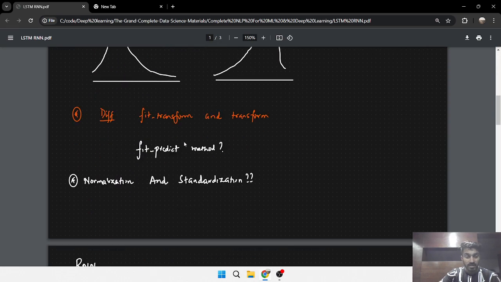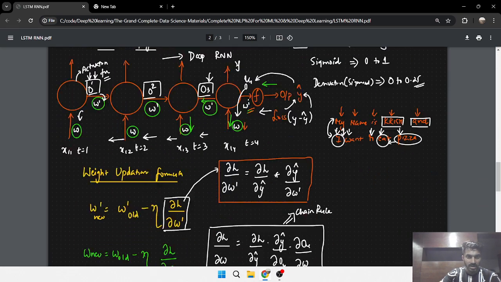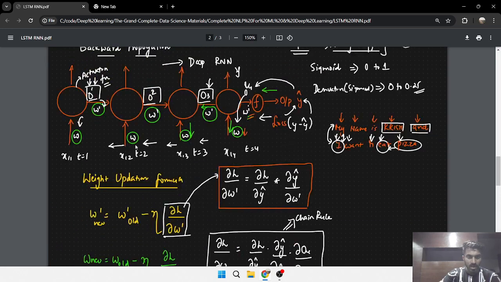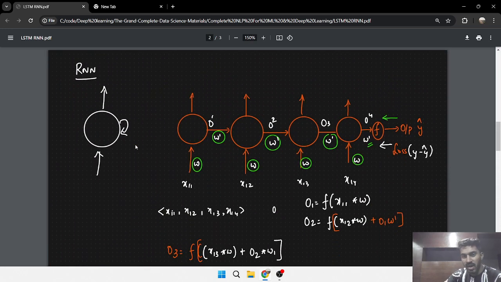Now let's start our RNN discussion. Today's agenda is LSTM RNN, so let's start from RNN. I have already taught you that in RNN we pass some input at every time step. Suppose we have a sentence length equal to 4, like my name is Narendra.